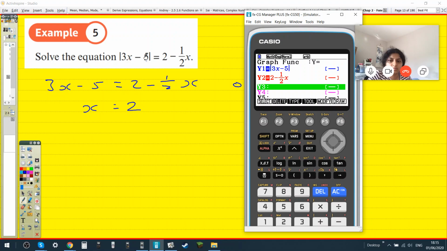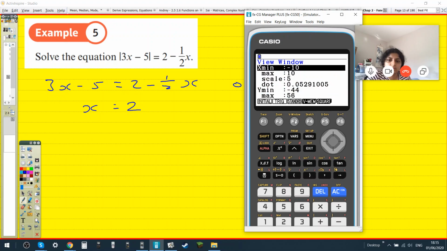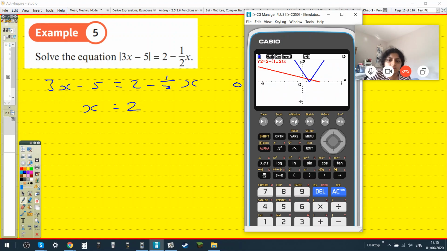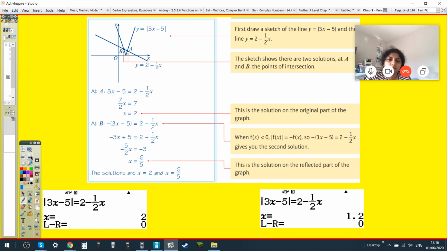So one was modulus 3x minus 5, and one was 2 minus a half x. This is what they look like. Make it look a bit better. View window, is that the standard one? There we go. Shift, graphical solve, intersection. One is 1.2. Press right, the other is 2. Yeah, I like that. And I cheated with this calculator. 1.2 and 2. Okay, grand.